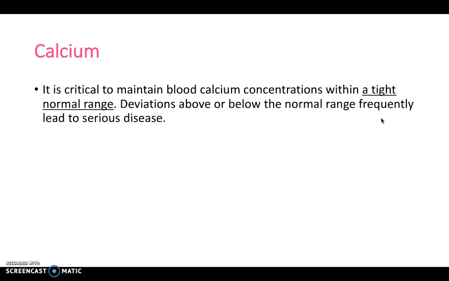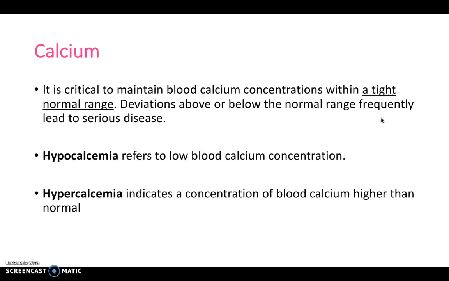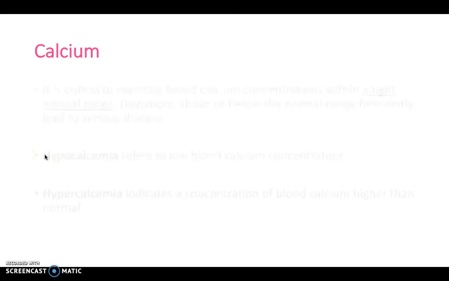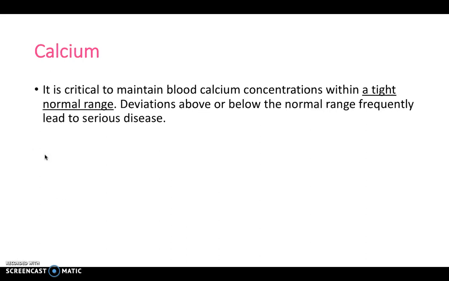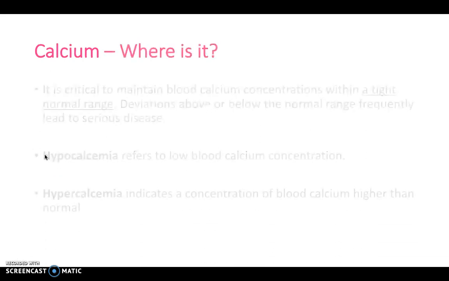So let's think about calcium first. It's really important that we maintain blood calcium concentrations within a tight normal range, and deviations above or below this normal range can lead to serious disease. So hypocalcemia refers to low blood calcium levels, and hypercalcemia indicates a high blood calcium level. So remember, those phrases hypo and hyper are general terms in medicine for too low and too high. So it's critical to maintain blood calcium within that tight normal range, as we've already said there.